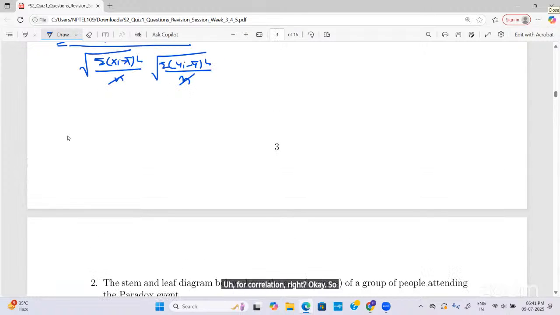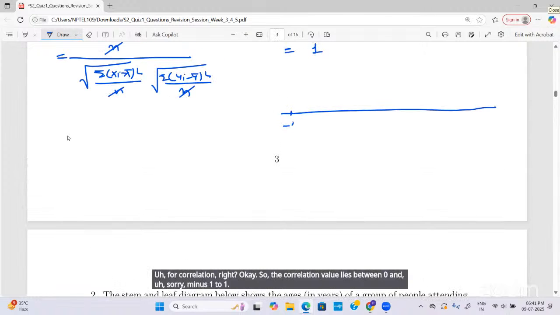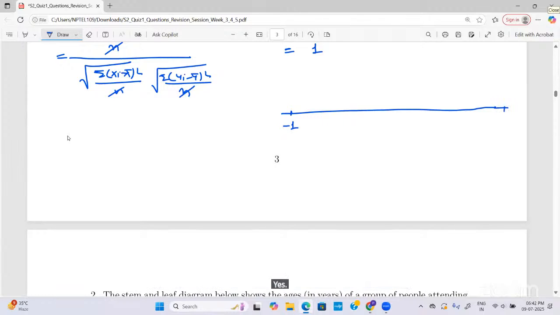So the correlation value lies between -1 and 1. Suppose this is 0. So this is for the negative side. This we will take from the positive side.